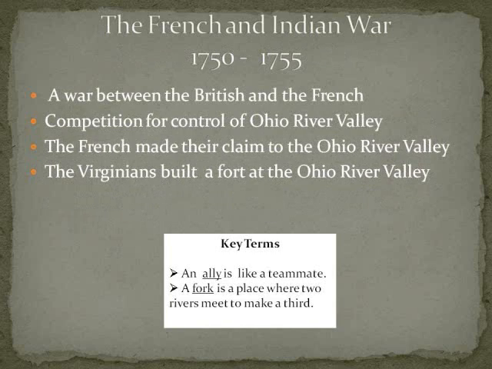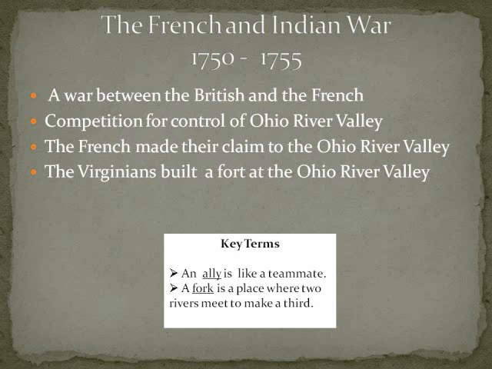The events that led to the American Revolution all began with the French and Indian War. The French were not actually fighting the Indians. The war was named after the enemies of the British, who were the French, and the French's ally, the Indians. The war began as a competition for control of the Ohio River Valley.